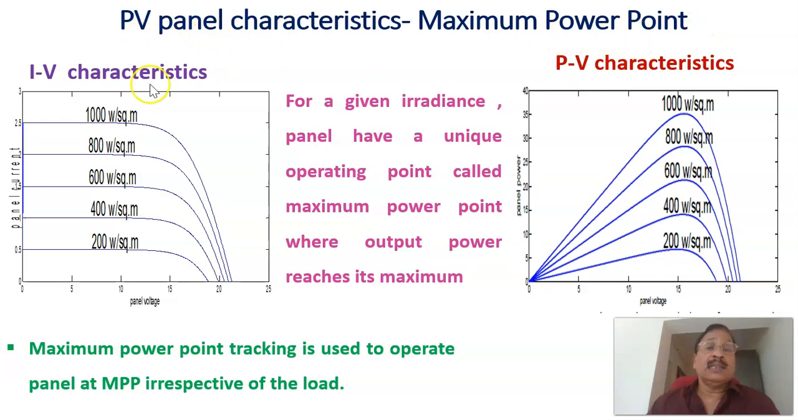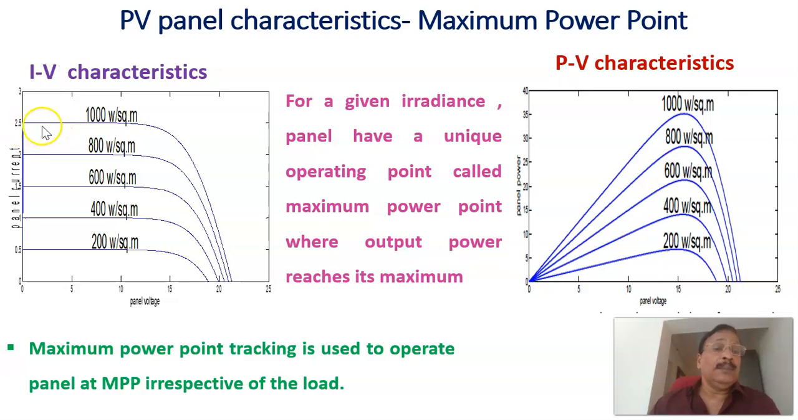PV panel characteristics, there are two characteristics. One we call current voltage characteristics, or IV characteristics. The second one we call power voltage characteristics, PV characteristics. In IV characteristics, the y-axis is the current and the x-axis is the voltage. And for different irradiance, for example, here 1000 watts per meter square.